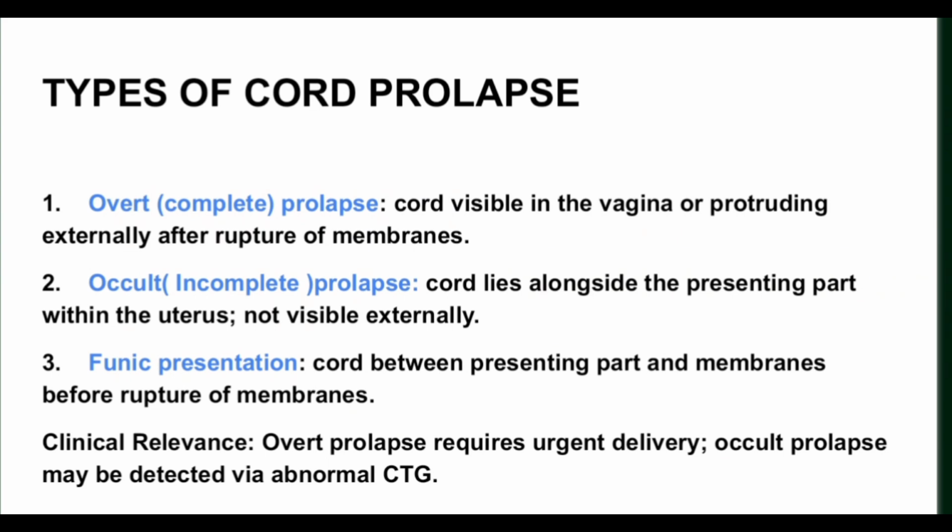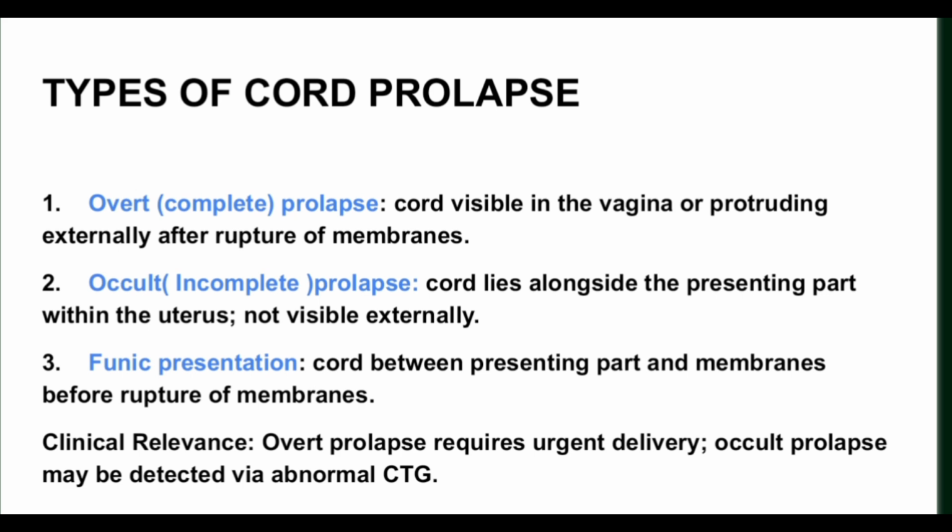We have got the overt, which is also known as the complete. So in this type of presentation, the cord is visible in the vagina or it's protruding externally after rupture of membranes. We also have the occult presentation, also known as the incomplete presentation. The cord lies alongside the presenting part within the uterus and is not visible externally. We also have the funic presentation. In this type of presentation, the cord is between the presenting part and the membranes, but before rupture of the membranes.